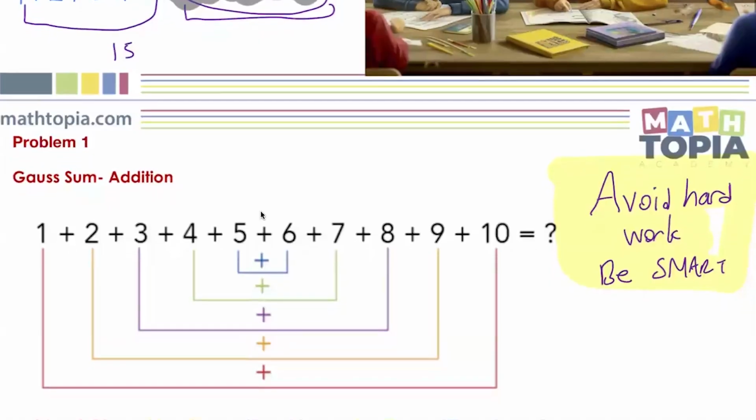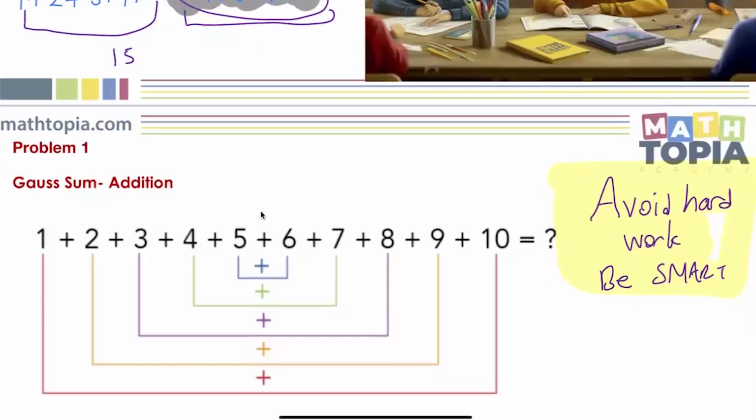I will tell you soon how this person, his name is Gauss, was smart, since he created a very nice way to add them together. First thing, I would like you to focus on this red line, orange line, purple line, green line, and blue line. What do you see?